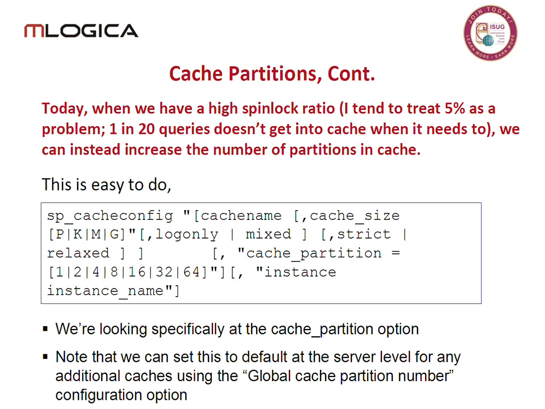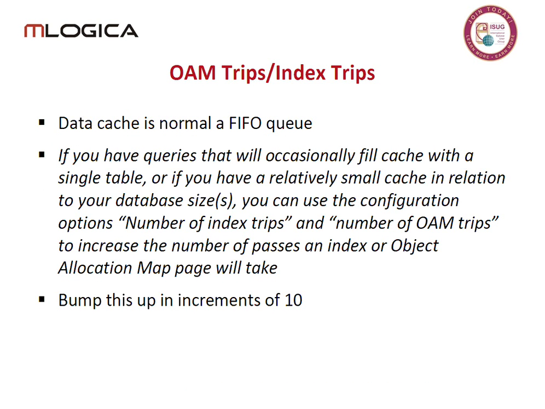Note that we can set this up at a global level with the global cache partition number. If, in fact, you want to do this for all your caches, that's probably not a bad approach. As a DBA, I'm a bit of a control freak, so I'm going to be checking all of these manually, but no reason not to set this globally.